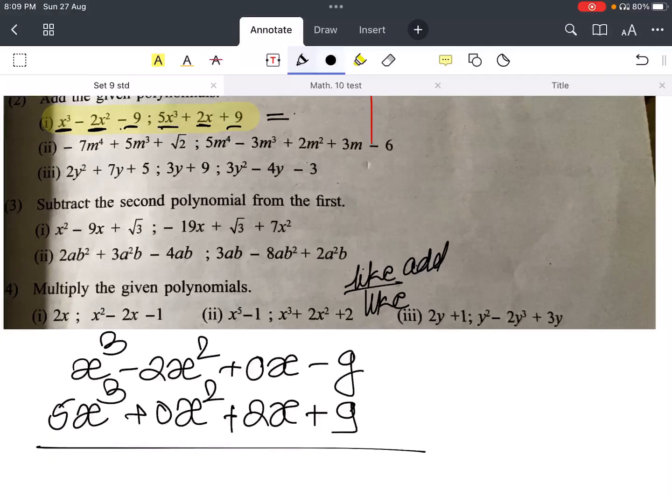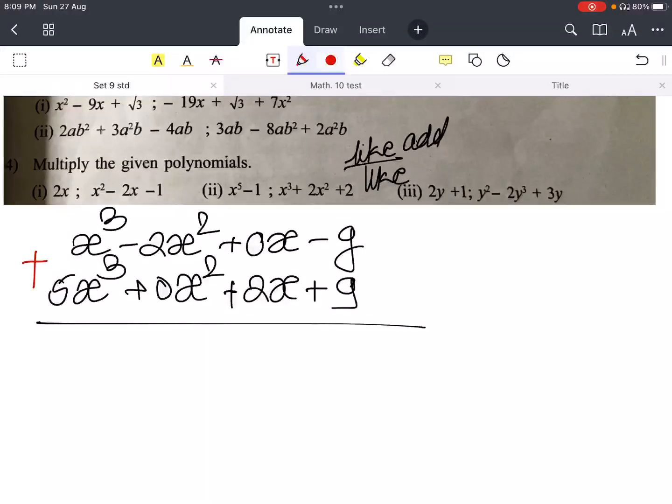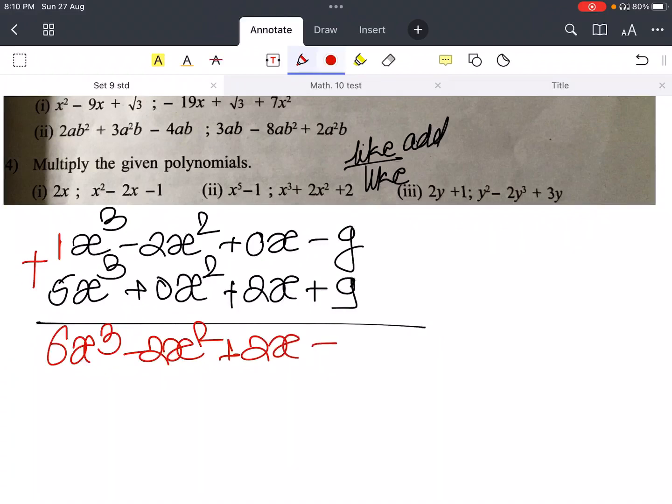Now simply we have to add these equations. Obviously we know that like terms will add with the like terms. So here only x cube is there, so the coefficient is always 1. So 1 plus 5, 6x cube. Minus 2 plus 0 is minus 2x square. Then plus 2x, minus 9 plus 9 is 0. So this is your answer. Next question.